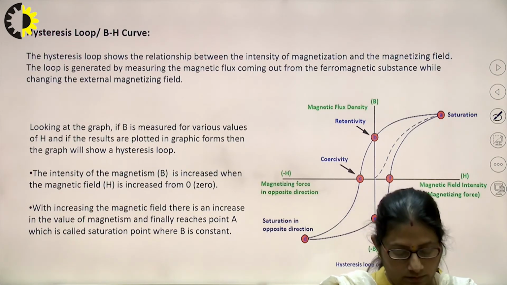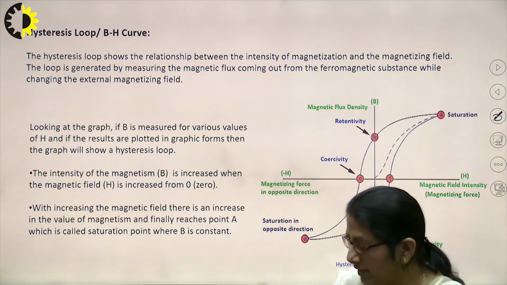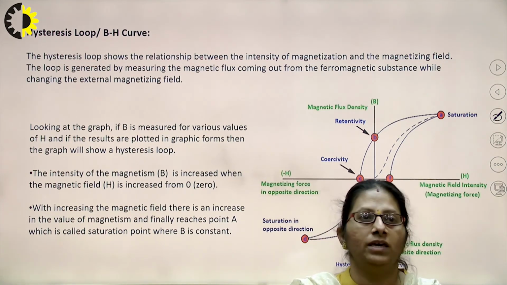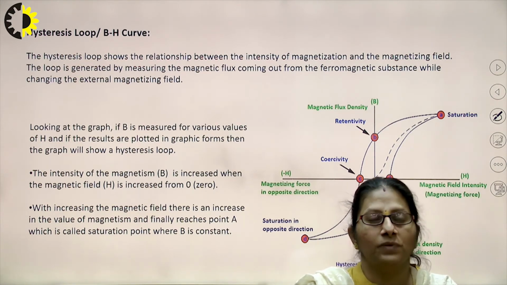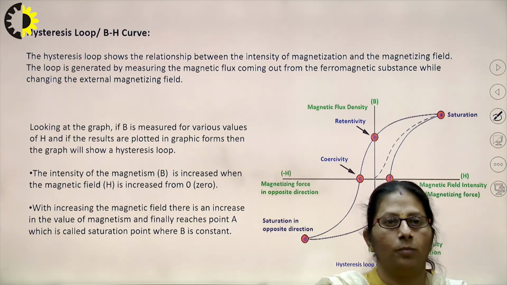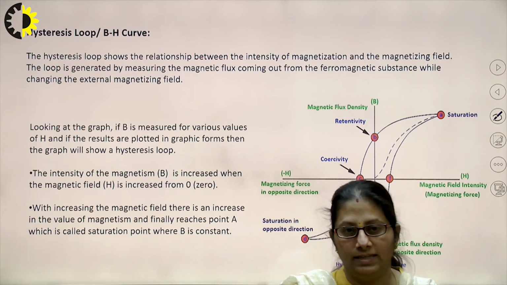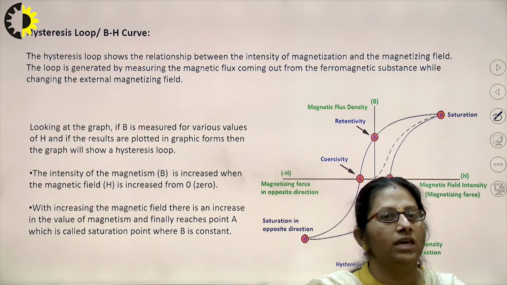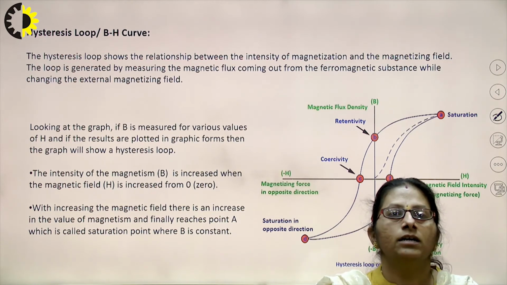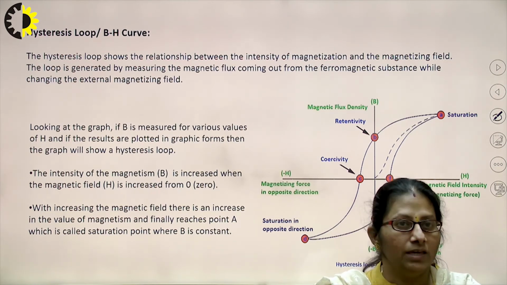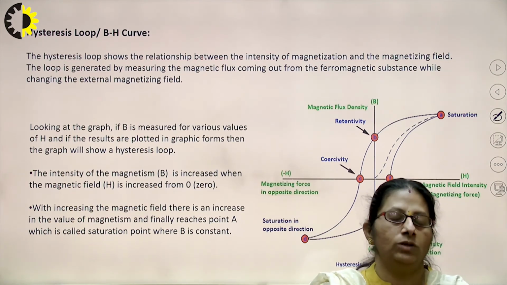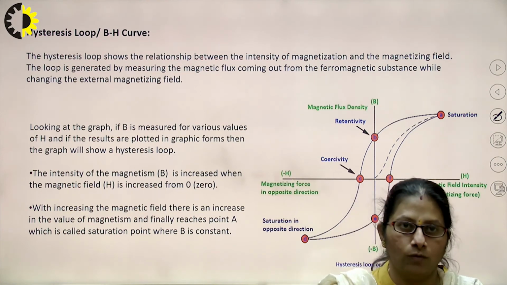Coming to the last topic of today's lecture, the hysteresis loop or BH curve. What is this hysteresis loop or BH curve? It can be seen on the graph. It is the curve between B, the magnetic flux density, and H, the magnetic field intensity, which we also call the magnetizing force.